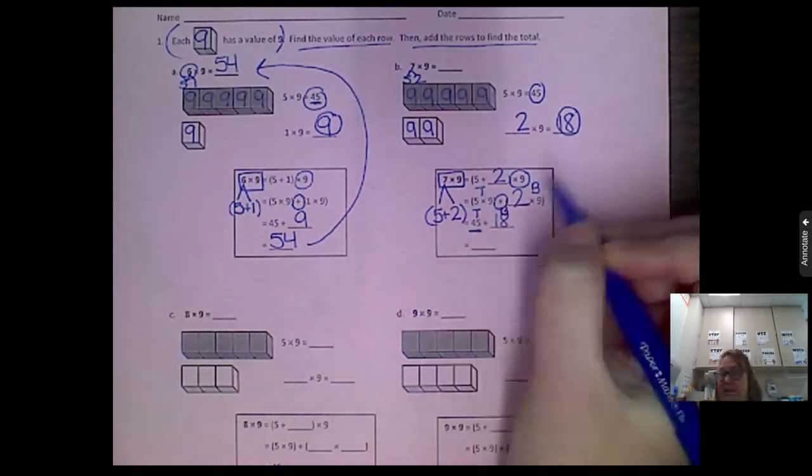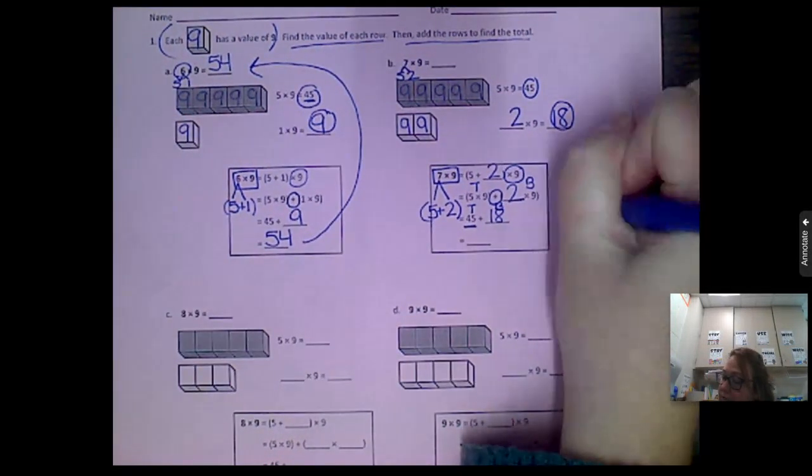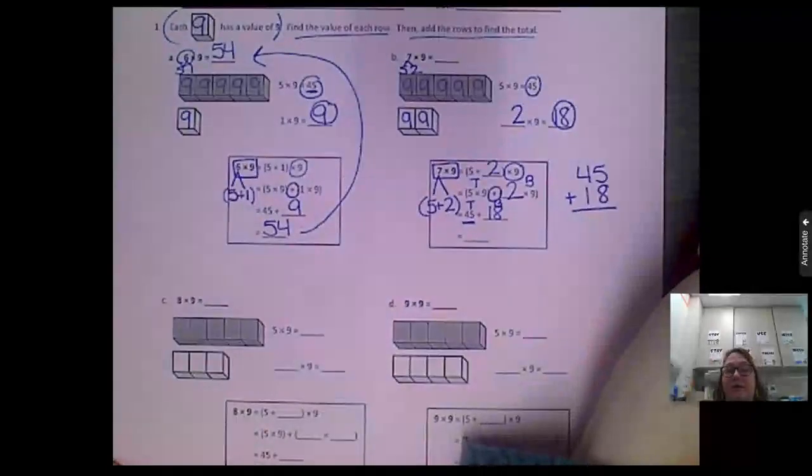So remember, I take that top and I take that bottom, and what do I do with the two parts? I add them together, right? So we want to add 45 and 18. I'm going to go ahead and write it out right here, just so we can make sure that we are completely accurate with our work, okay?